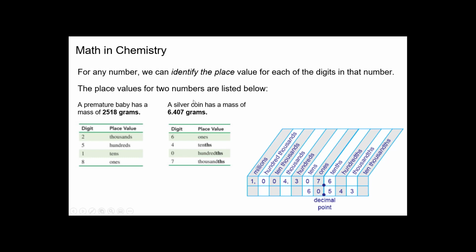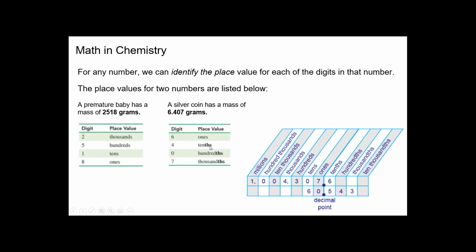So now let's go to the next one. A silver coin has a mass of 6.407 grams. This one, unlike this one, has a decimal point. So now we are dealing with numbers on this side that are actually less than 1. So we need to be able to determine place values for numbers that have no decimals and place values for numbers that have decimals. So the 6 is in the ones place, and then we have a decimal, and the decimal defines what's on this side and what's on this side. So this is tenths, this is hundredths, and this is thousandths.